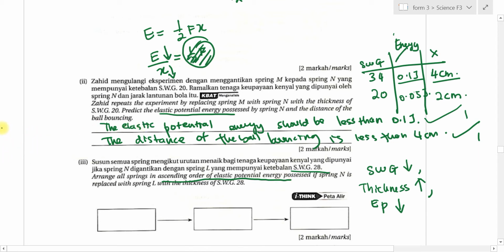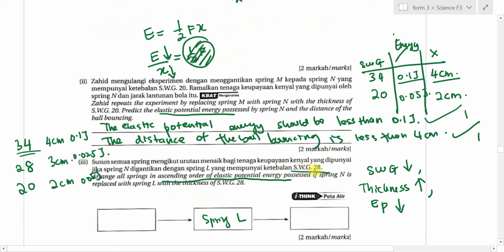Just now we saw 34 and 20, now in between is 28. This one extends until 4 centimeter, so the highest potential energy is at your 34. Here it will be even less, 2 centimeter. Here maybe 3 centimeter. We want the elastic potential energy, so we just estimate. This one is 0.1 joule, here you put 0.05 joule, so in between, 0.025 joule is here. So your 28 is confirmed in between the 34 and 20. So spring L is here.